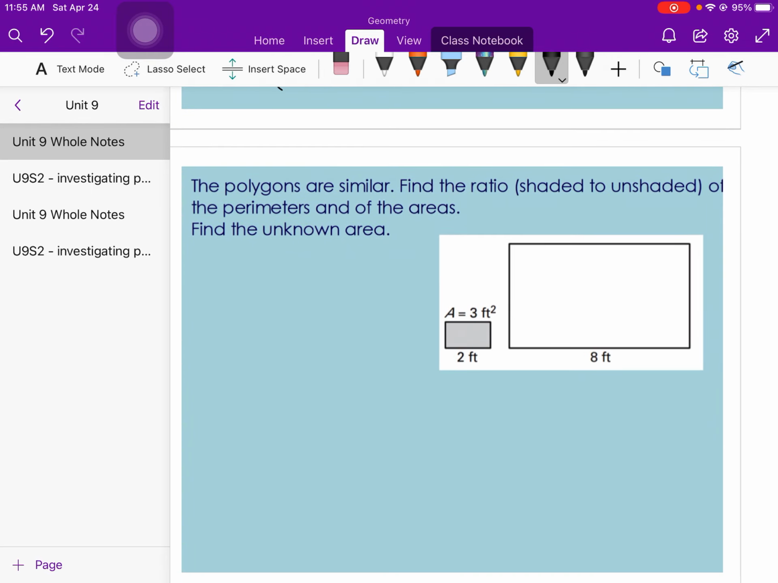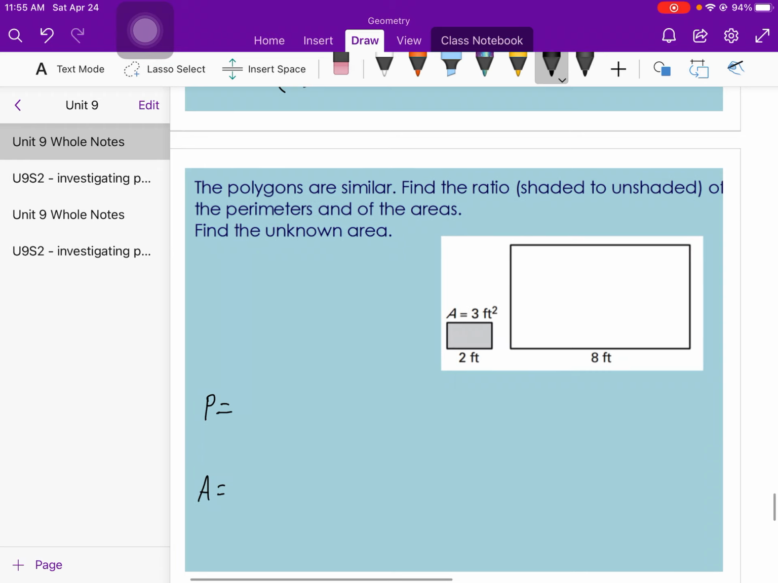The next one says the polygons are similar. Find the ratio shaded to unshaded of the perimeters and of the areas. So find the unknown area. So this one, we want to first think about the perimeter part because we're going to find two different ratios here. So I'm going to write P equals for the ratio for the perimeter and A equals for the area. Now we know two side lengths that correspond to each other, so that's all we need to do for the perimeter part.